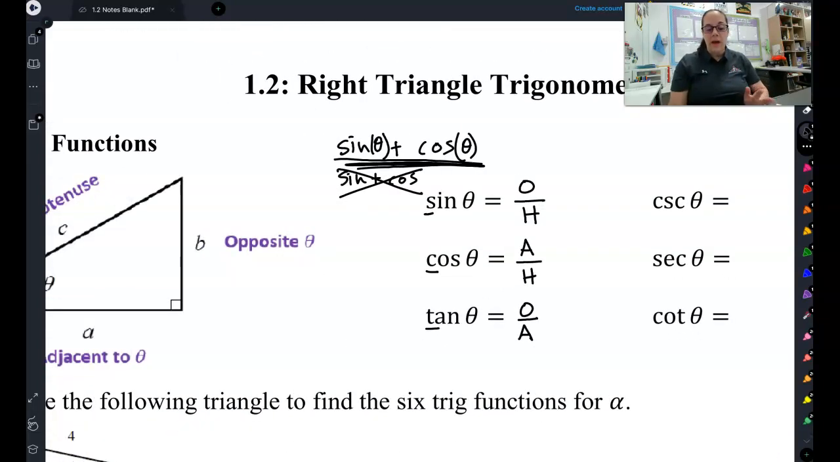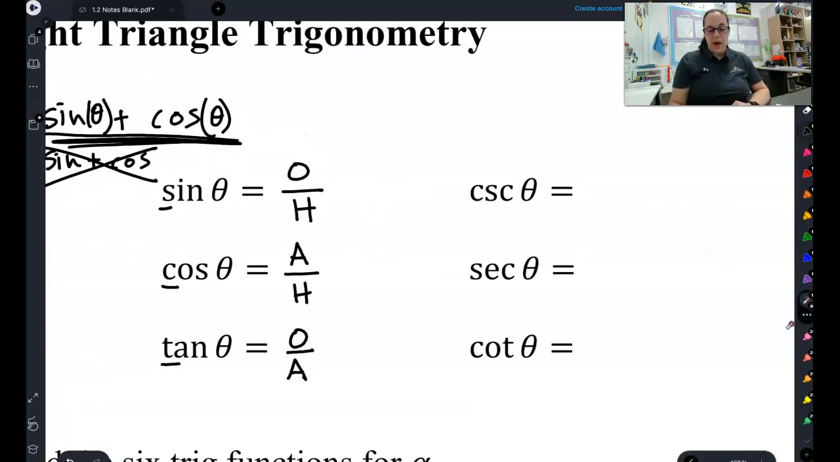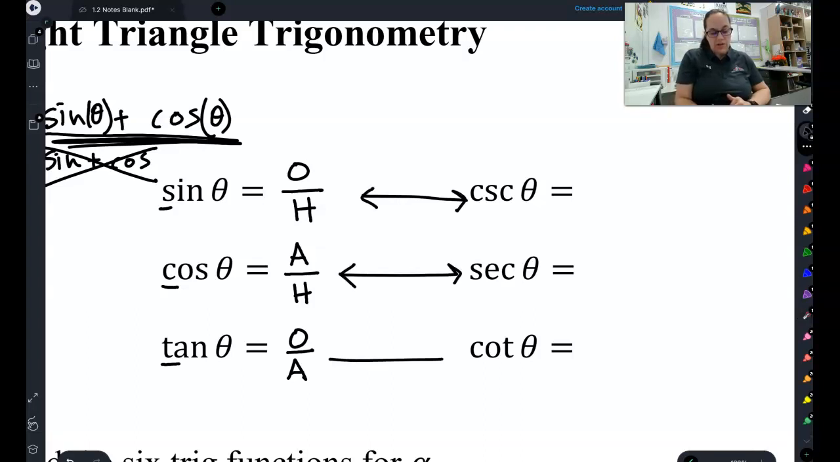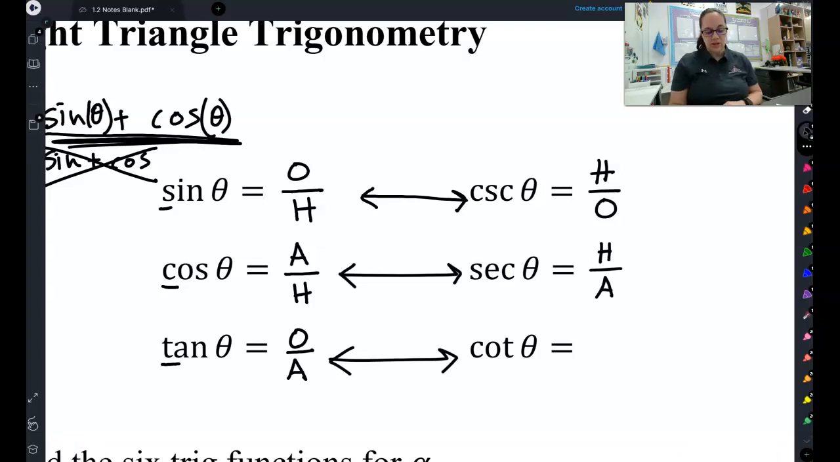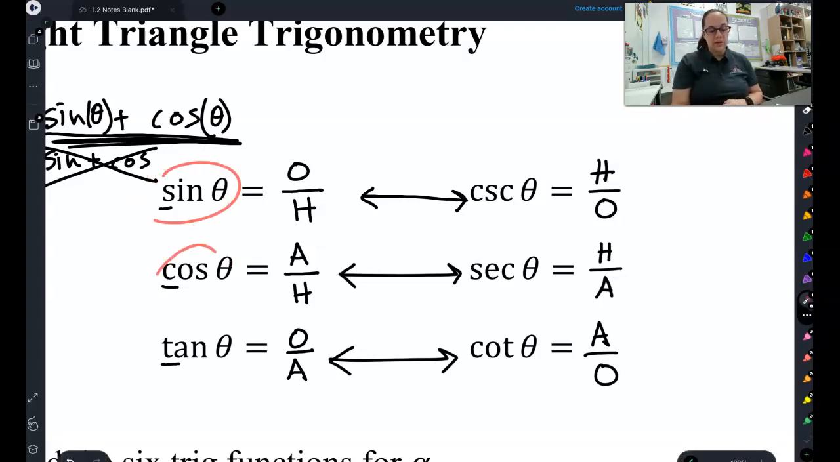So now that we've talked about all of that good stuff, let's talk about these ones over here. We have cosecant, secant, and cotangent. Now, these are paired with the one across from them. And what I mean by paired is the relationship between them. For cosecant, all you have to do is take the sine and flip the fraction. So cosecant is h over o. Secant, take the cosine, flip the fraction, h over a. Cotangent, take the tangent, flip the fraction, a over o. And that's how you find these three. They just take these three originals and flip them. That's what's happening here.